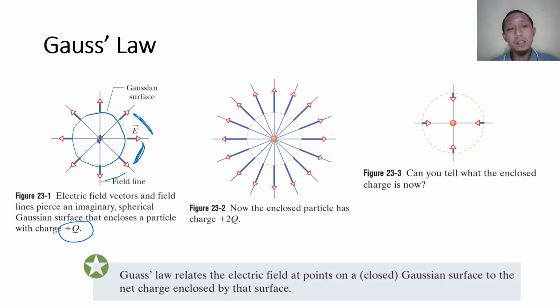If we assume this is the plus q, and the gap between the electric field lines is shorter like this one, then the charge is plus 2q. Please remember that if the charge is positive, the electric field lines go away from the object. But if the electric field lines come to the charge like this one, it means that this is negative.